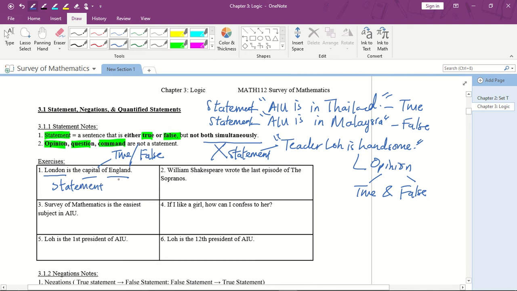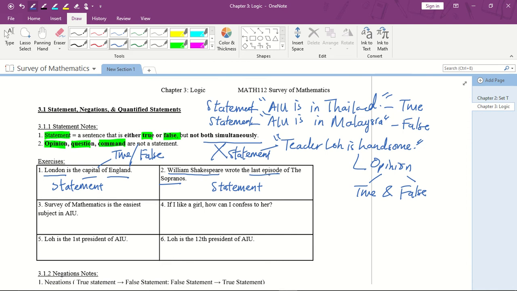Now the next one. William Shakespeare wrote the last episode of The Sopranos. It's the same thing. We don't know whether William Shakespeare is the person who wrote the last episode, but we know the answer should be either yes or no. So this is a statement. We do not need to know whether it is true or not, as long as it does not have both answers simultaneously.